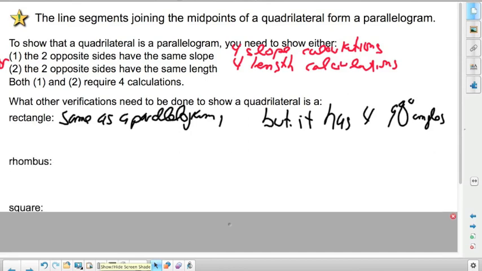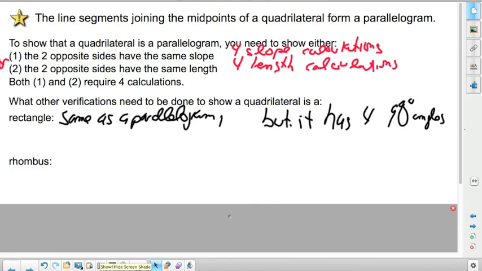A rhombus. Well, we just did a rhombus. What is it that we need to verify that it's a rhombus? What kind of calculations do we do to verify that figure? So given 4 points, defines a rhombus. Audrey? But that only tells us it's a parallelogram. That's not a special quality called a rhombus.